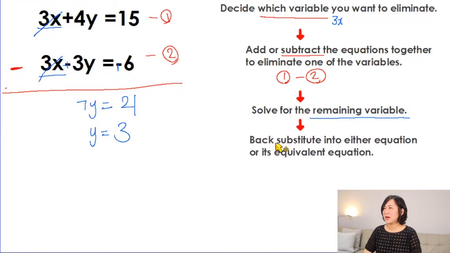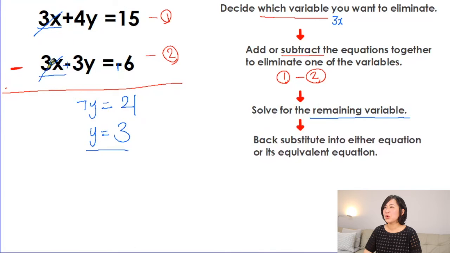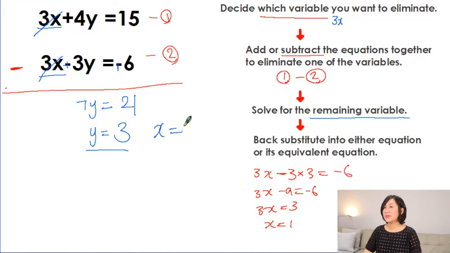Then finally, the final step is to back substitute into the equation or its equivalent equation. That means you need to choose one of the simpler equations to find the value. Let me choose the second one. 3x minus 3, and put 3 in for y. That gives you minus 6. Then 3x minus 9 is minus 6. This is x is 1. So when y is 3, x is 1. This is all about the elimination method. That is the solution for both equations.